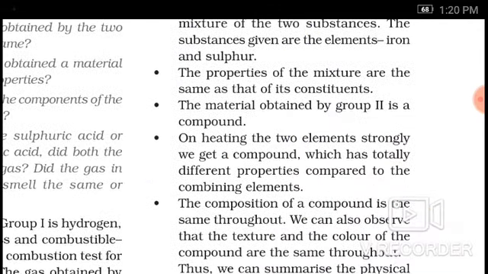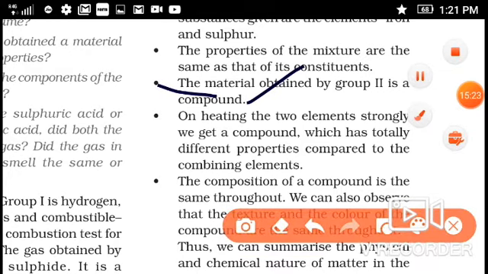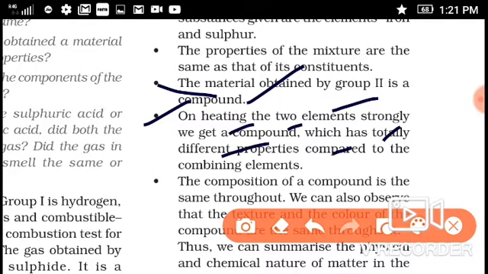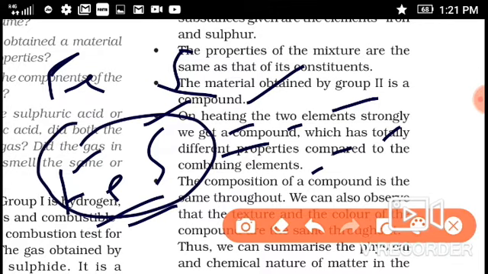The material obtained by group second is a compound. On heating the two elements strongly, we get a compound which has totally different property compared to the combining elements. Means iron sulfide has different property than iron and sulfur, so that it cannot be separated by adding carbon disulfide, because it does not have iron property, as well as does not have sulfur property.